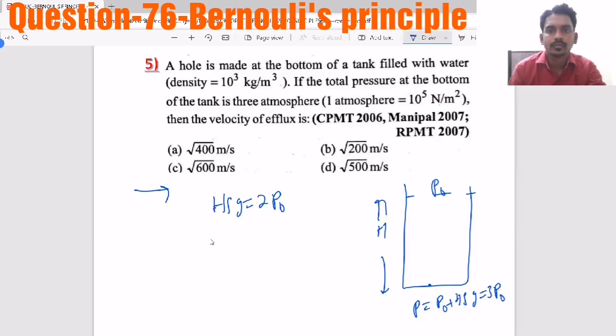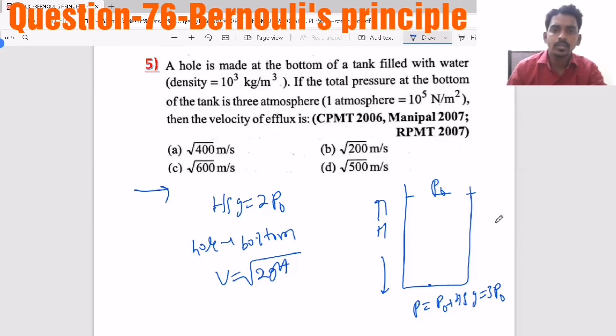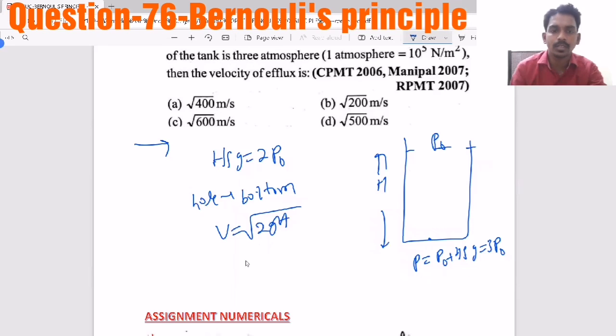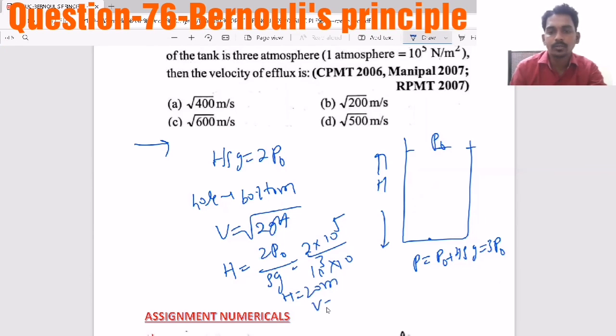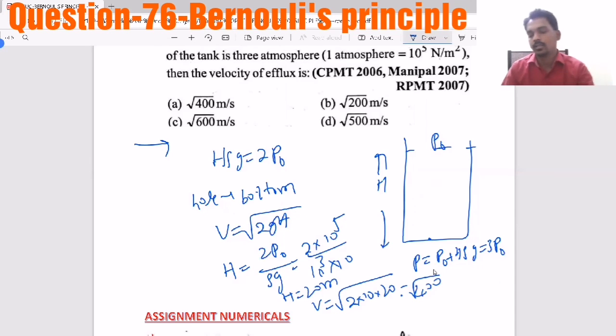Now they are asking what? Velocity of efflux. Now the hole is made at the bottom, which means the speed of efflux will become under root 2gh. Now the h value indirectly they have given here. So from here h value is 2 P naught by rho into g, where 2 into atmospheric pressure is 10 power 5, rho is density of water, 10 power 3, into 10. So that height will become 20 meter. Now if you substitute, V equals under root 2 into 10 into 20, that is root 400.